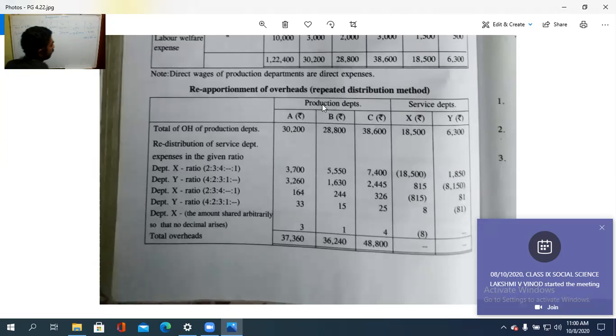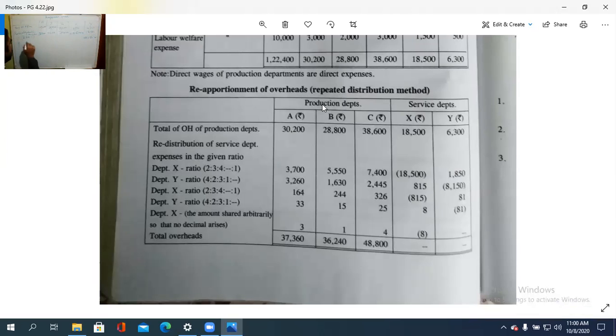That is to be apportioned. 8,150 in which ratio? 4:2:3:1. So 4, 2, 6, 3, 9, 10. So 4 by 10, 2 by 10, 3 by 10 and 1 by 10. Apportion 8,150. So 3,260 for the first case, 1,630 for the second case, 2,445 for the third case, and the fourth case is 815 because 1 by 10.